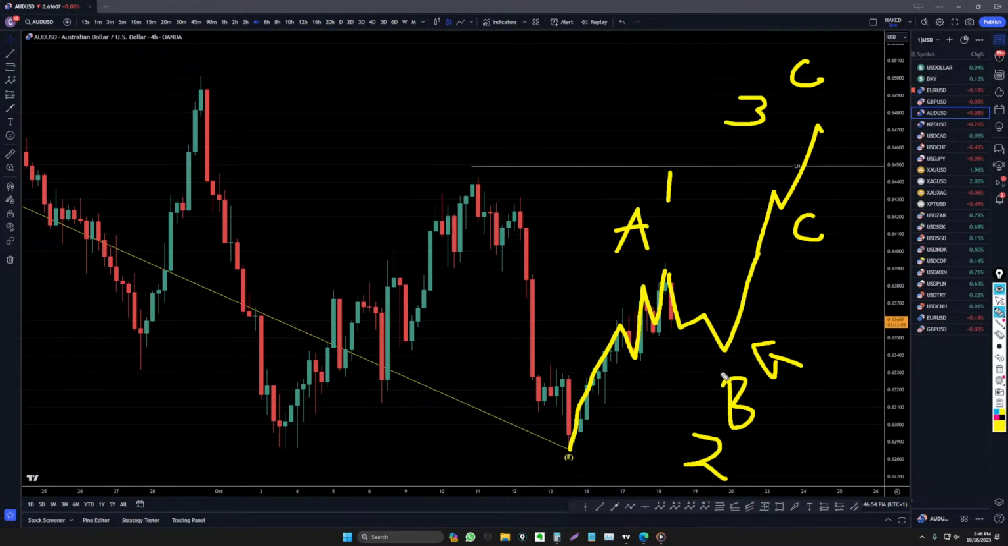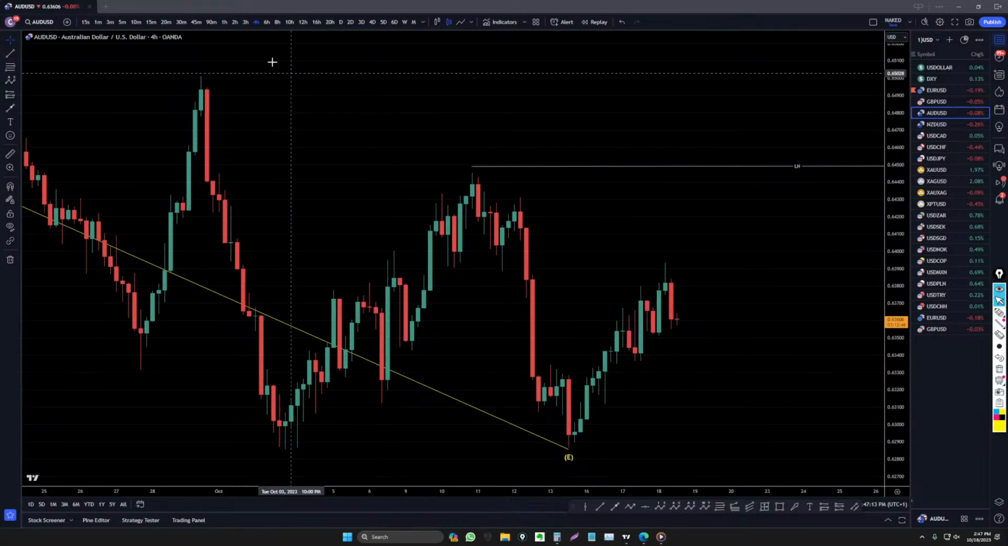Because we know how to identify the end of a wave C, or at least anybody that has taken my trading course and any of my premium members definitely know how to identify the end of a wave C, and they know how to identify the end of a wave 3, and they know the difference between those. So whether it's a wave 3 or whether it's a wave C, it really shouldn't matter, because either way we should be able to utilize a pretty nice long position.